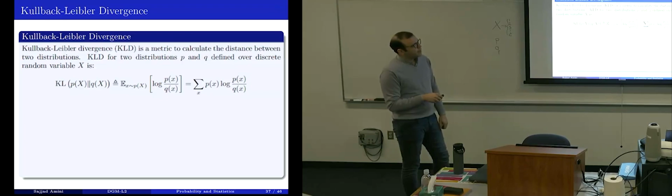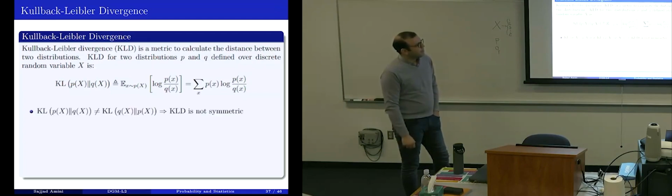Then take the logarithm and then average through independent samples you get from your distribution. This is the value of your KLD. In other words, you can calculate it for discrete random variables, as you can see here. But it has some properties that are very important for us.